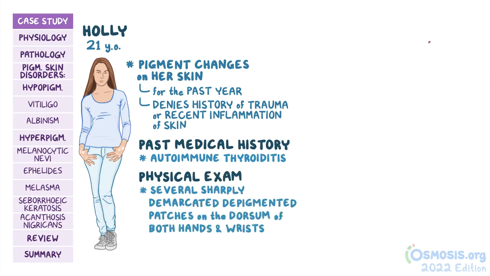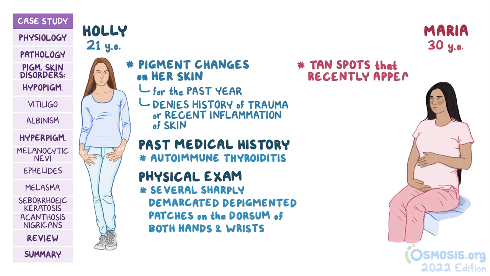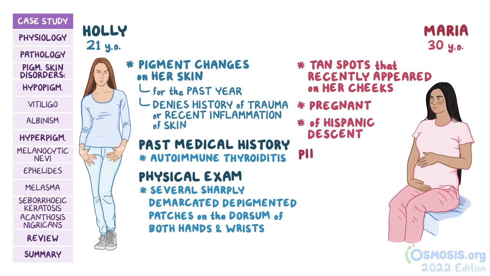On the same day, 30-year-old Maria comes in due to some tan spots that recently appeared on her cheeks. Maria tells you she is pregnant and of Hispanic descent. Physical examination reveals that no other body area is involved. Based on initial presentation, Holly and Maria seem to have some form of pigmentation skin disorder.